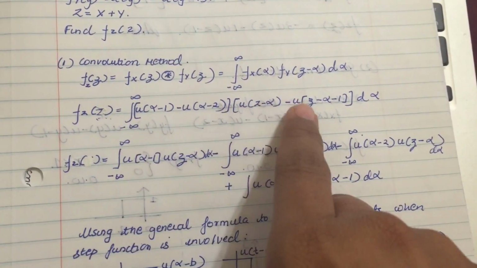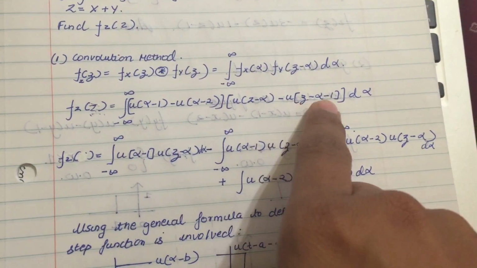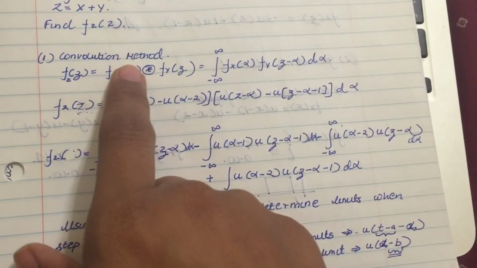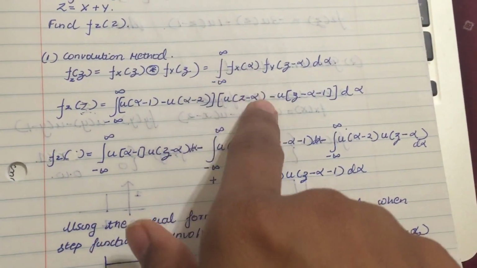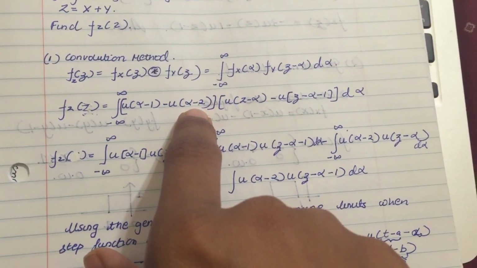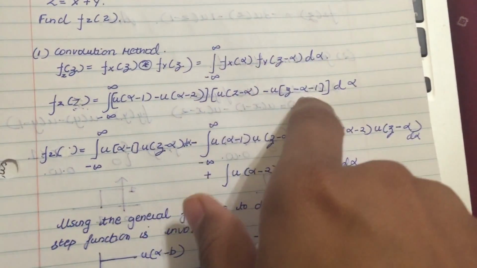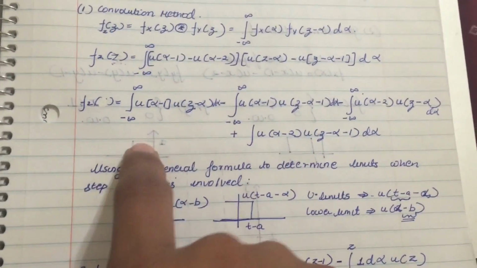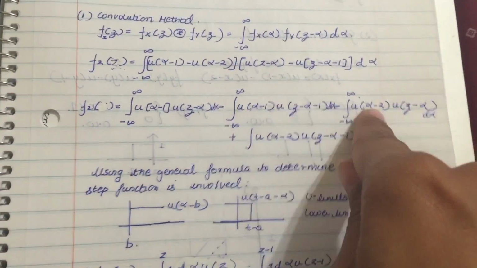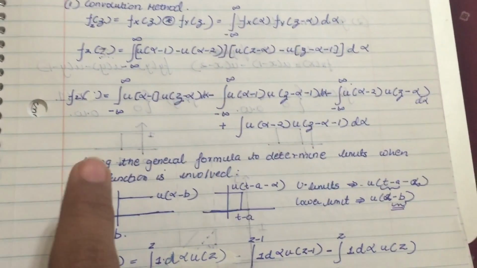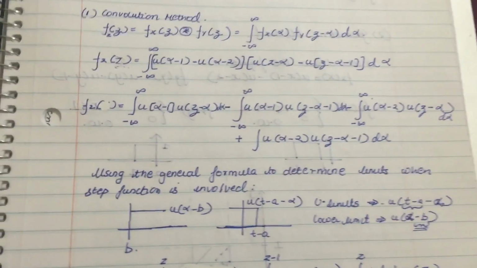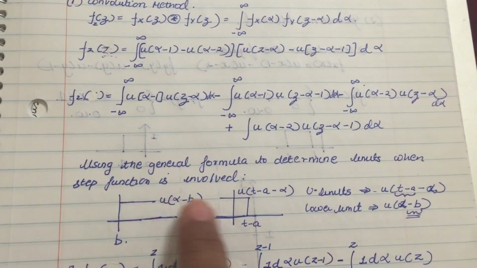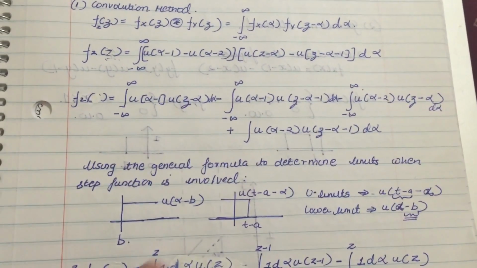u of alpha minus 1 into minus u of z minus alpha minus 1, going from minus infinity to infinity. And similarly, you multiply u of alpha minus 2 into these two functions. So this is what you'll get. Now you have to find the limit of each of these integrands. So what we do is we use a general formula to determine the limits when a step function is involved.